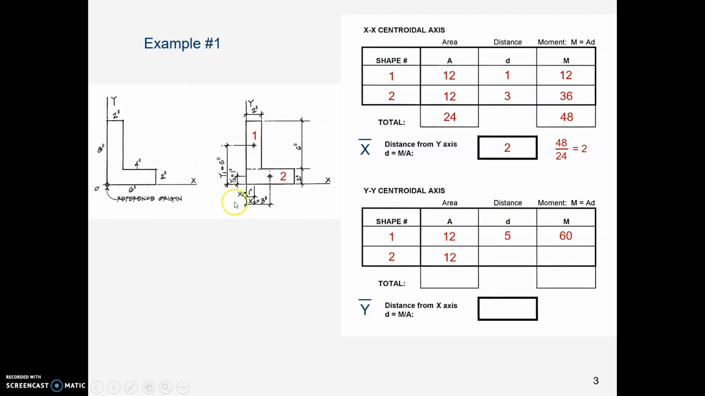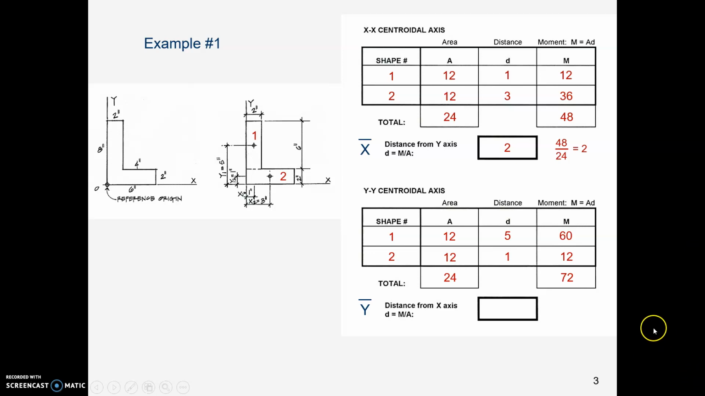Now let's look at shape 2. How far is it in the y direction up to its centroid? It's 2 inches high, so up to the centroid must be 1 inch. And what is its moment? 12 times 1 is 12. Let's add up the moments. 60 plus 12 is 72. Let's add up the areas. Well, they still add up to 24.